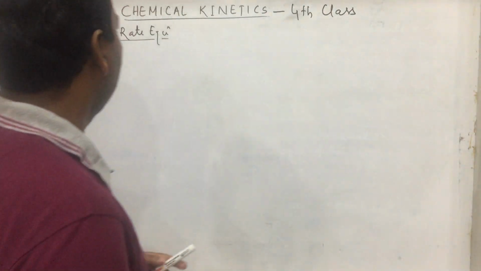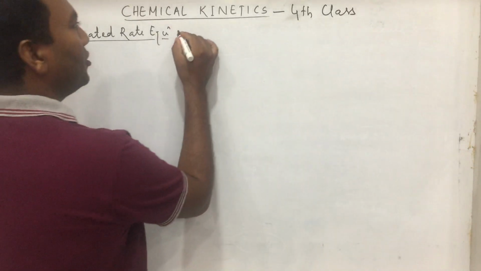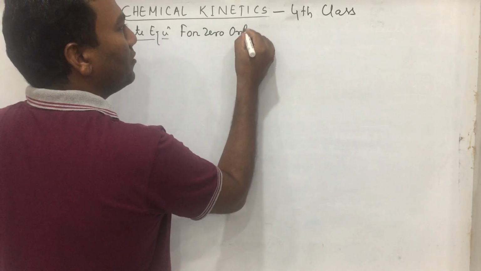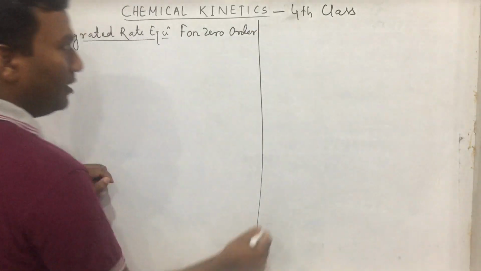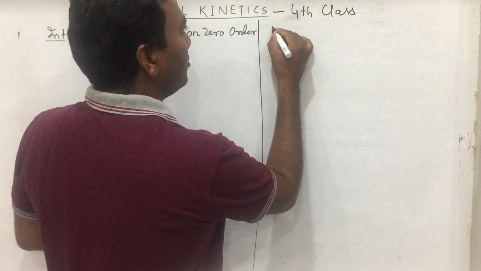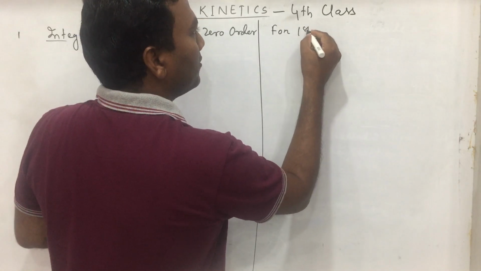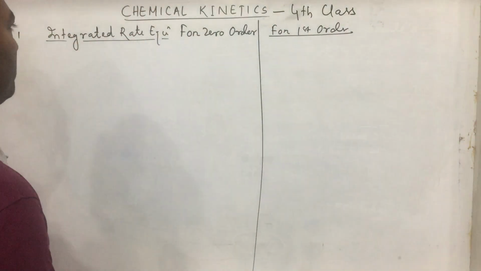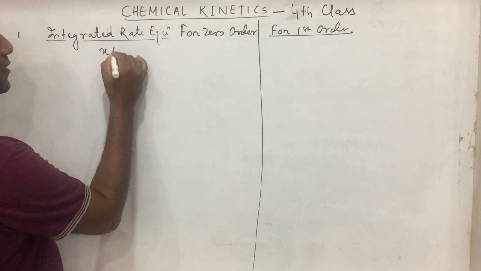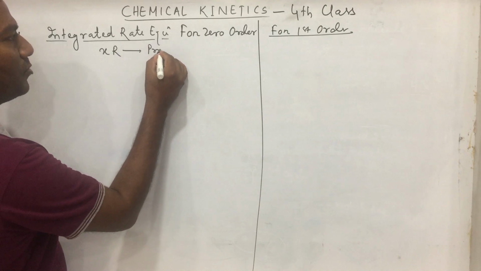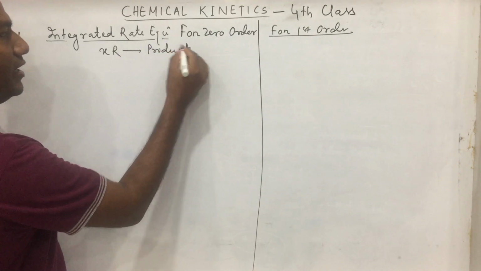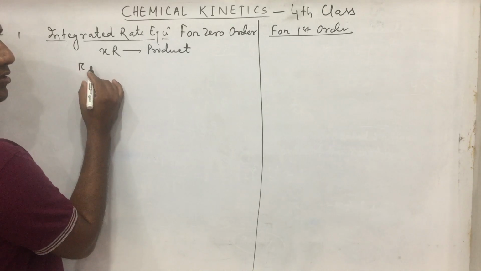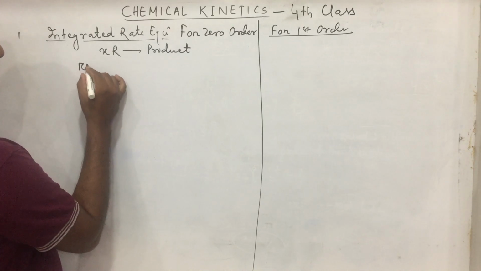So first we will read integrated rate equation for zero order. Then we will read integrated rate equation for first order. Okay. See, first, suppose a reaction like this, R gives rise to product. In this format we are reading. So here rate equals to dash.